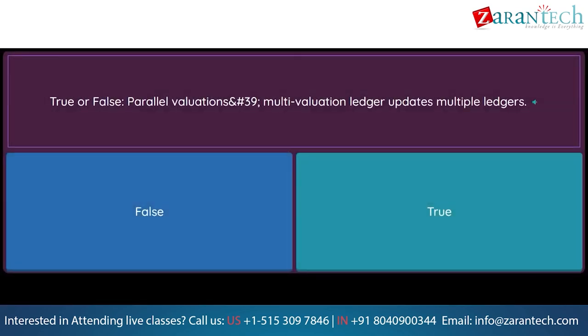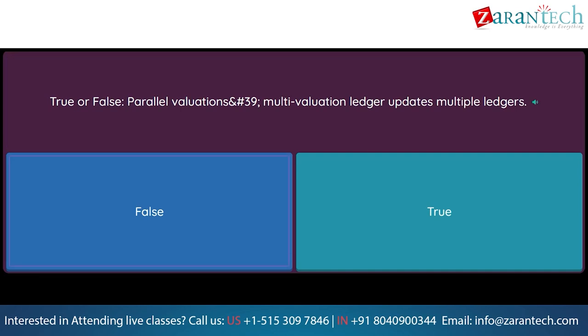Question: true or false, parallel valuations and #39, multi-valuation ledger updates multiple ledgers. Option 1, false. Option 2, true.